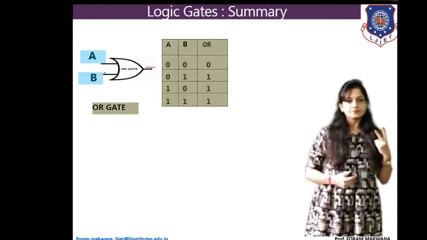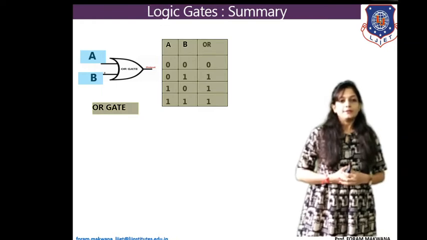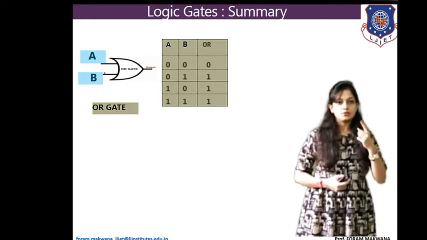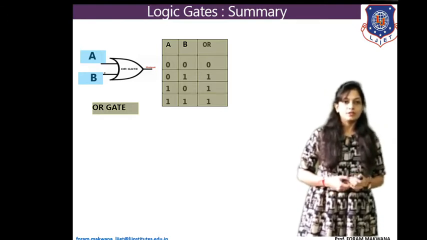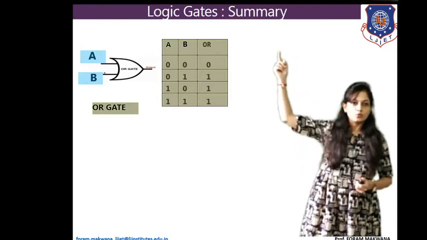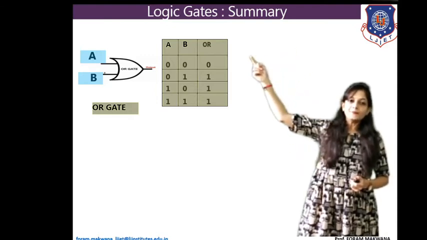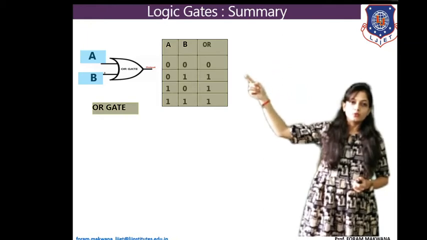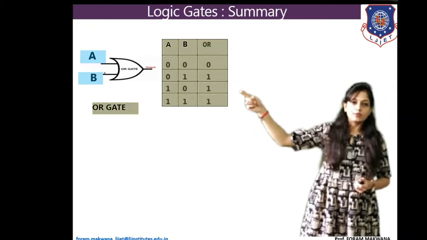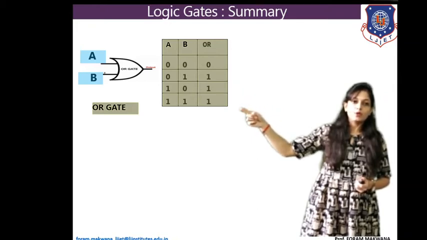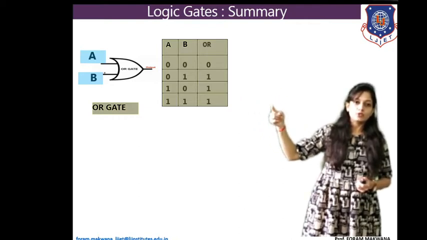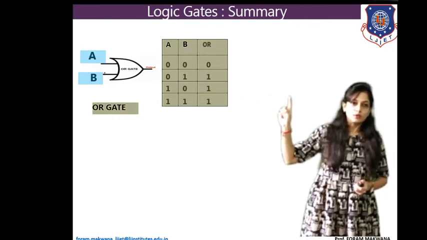Now, in this OR gate, we can say there are total 4 combinations: 0,0, 0,1, 1,0 and 1,1. Also, we can say that 0 OR 0, output is equal to 0. 0 OR 1, output is equal to 1. 1 OR 0, output is equal to 1. And 1 OR 1, output is equal to 1. We can say that if any of the inputs is equal to 1, output is equal to 1.